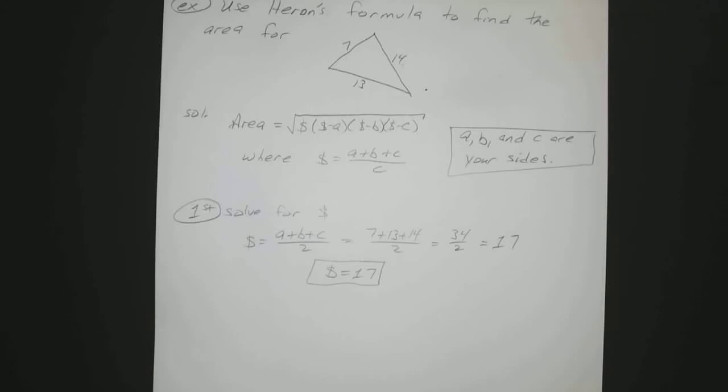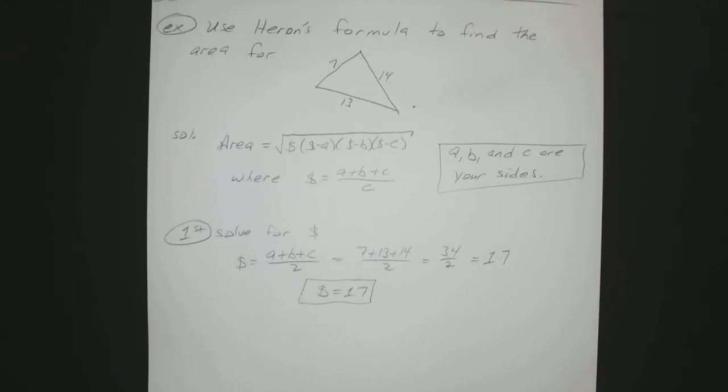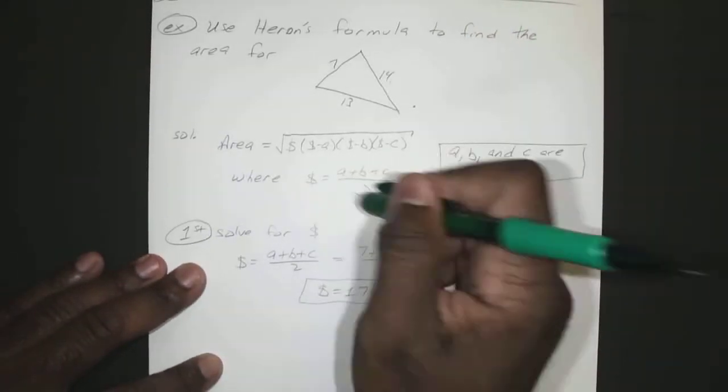Oh, yes. Why is it over 2 when the formula is over C? Oh, did I put over C? Oh, that was my mistake. I think I was just writing too fast. Thank you.